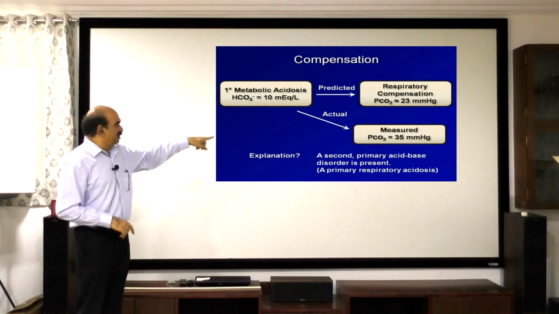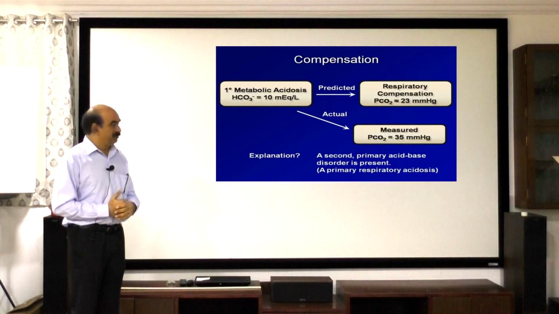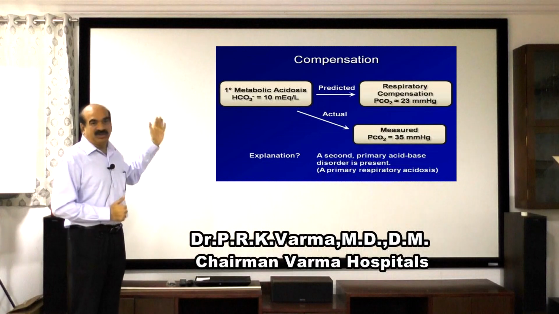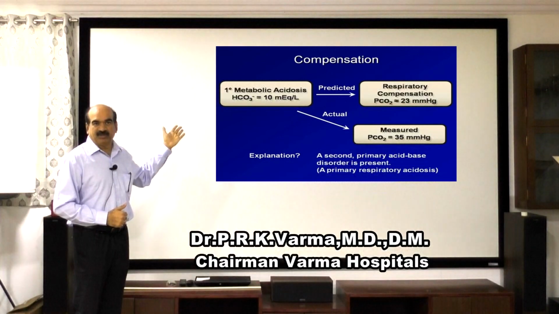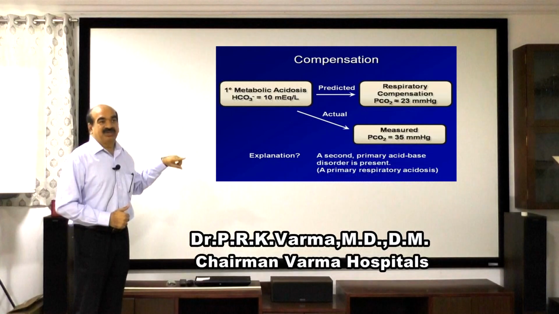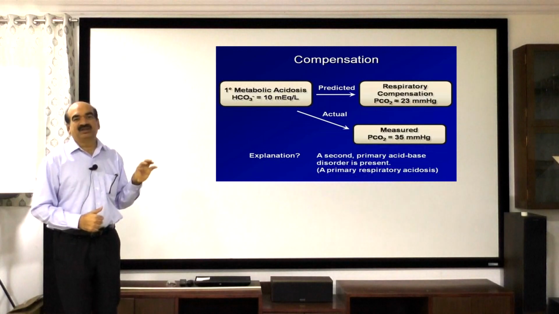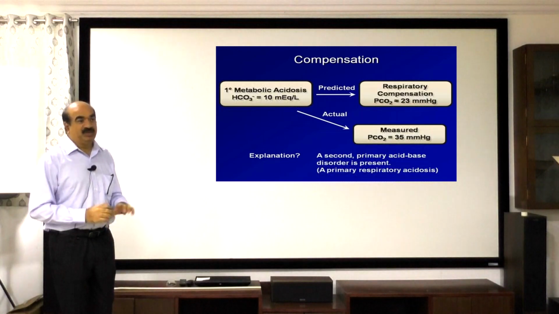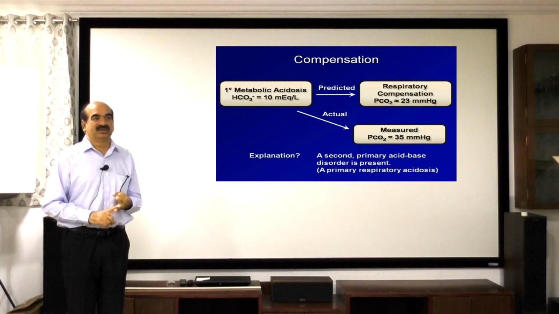But if the actual CO2 is 35, it means there is additional respiratory acidosis. Suppose a patient is admitted with diabetic ketoacidosis, the cause for the metabolic acidosis. If that patient has respiratory acidosis, there must be an underlying lung disorder. We should immediately take an X-ray chest and look for pulmonary edema, pneumonia, all conditions causing respiratory acidosis.